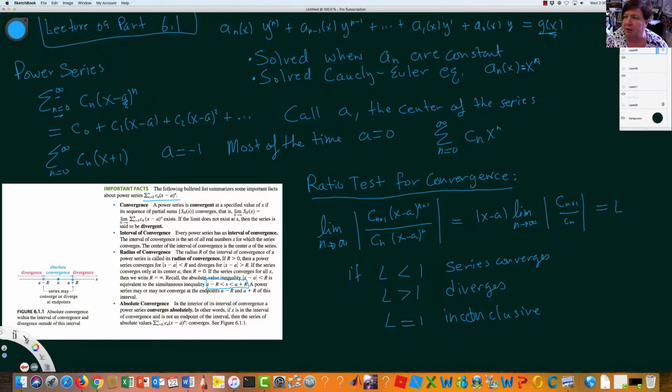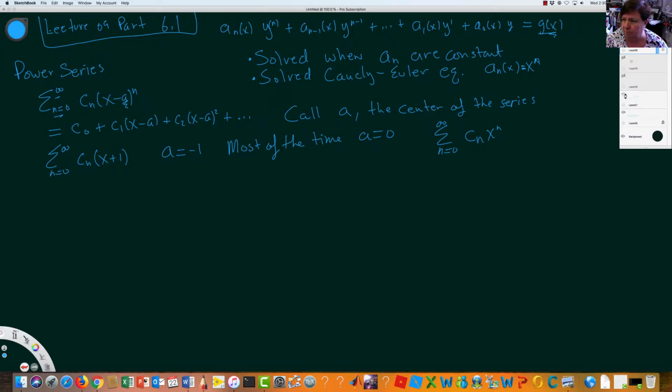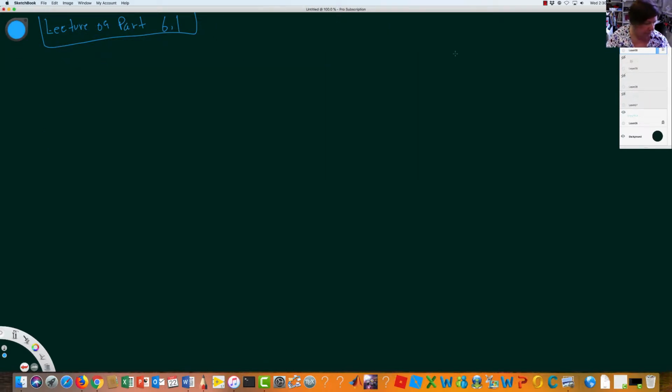Okay, so let me get a new layer because this is a messy mess. All right. Let's look at an example. So we have the series sum from n equals 1 to infinity. Notice it's not n equals 0. x minus 3 to the n over 2 to the n times n. So there's a reason it starts at n equals 1 and not n equals 0. We want to know does it converge and what is its radius of convergence.